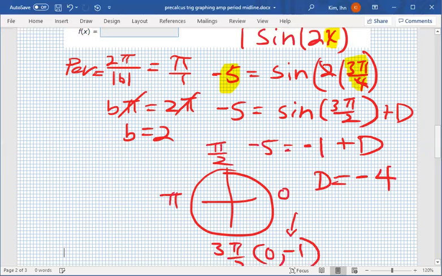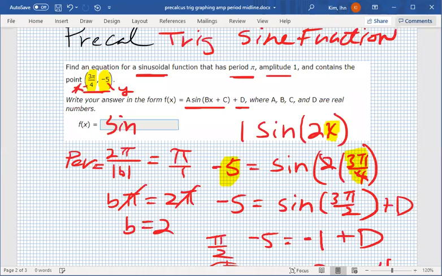So my final answer, and I need a little drum roll here, my final answer is going to be sine of 2x. Now it's good to put parentheses just to be clear. And then it's going to be -4 right there. So that's going to be our final answer.